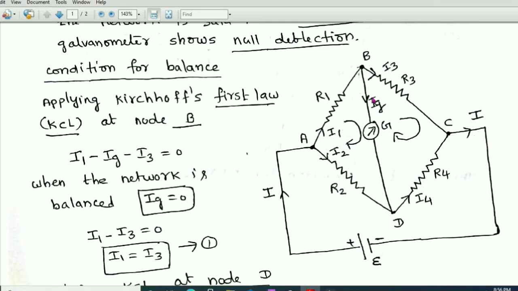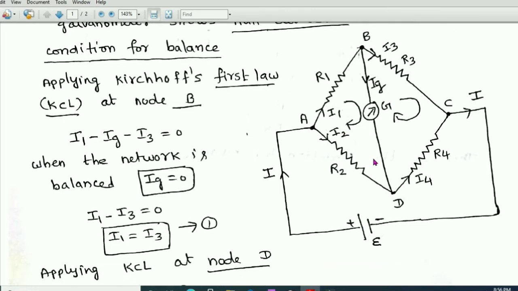Already we have discussed there is no accumulation of charge. The current entering the junction is equal to the current leaving. Whatever the current I is entering into the circuit, the same current I is coming out of the circuit. So we have to follow proper sign convention by seeing the arrow marks, how the currents are moving.